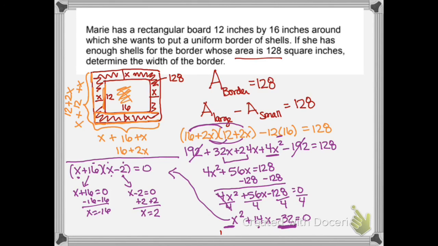And x is either negative 16 or 2. So if we go back to the problem, we were looking for a border, and a border cannot be negative 16 inches. So the border is going to be 2 inches. We're going to have a 2-inch border of shells.